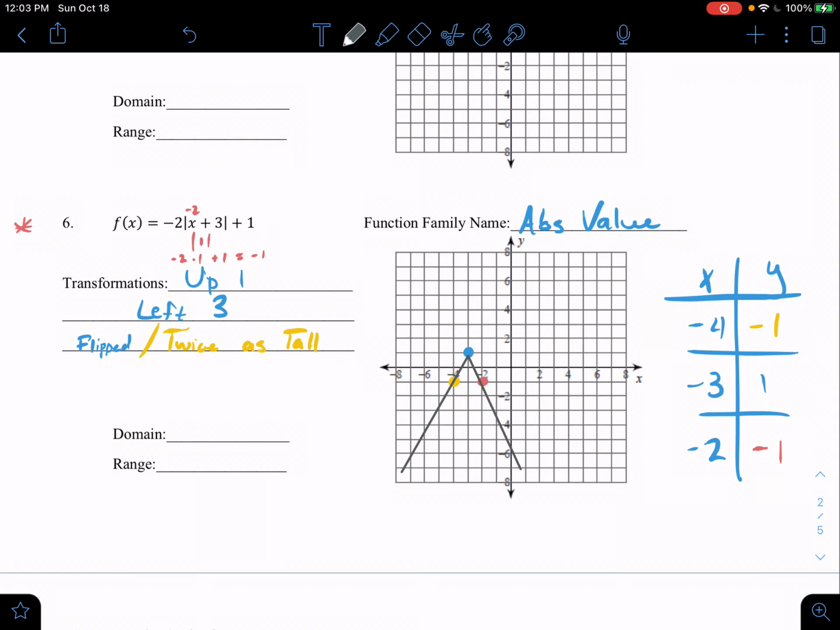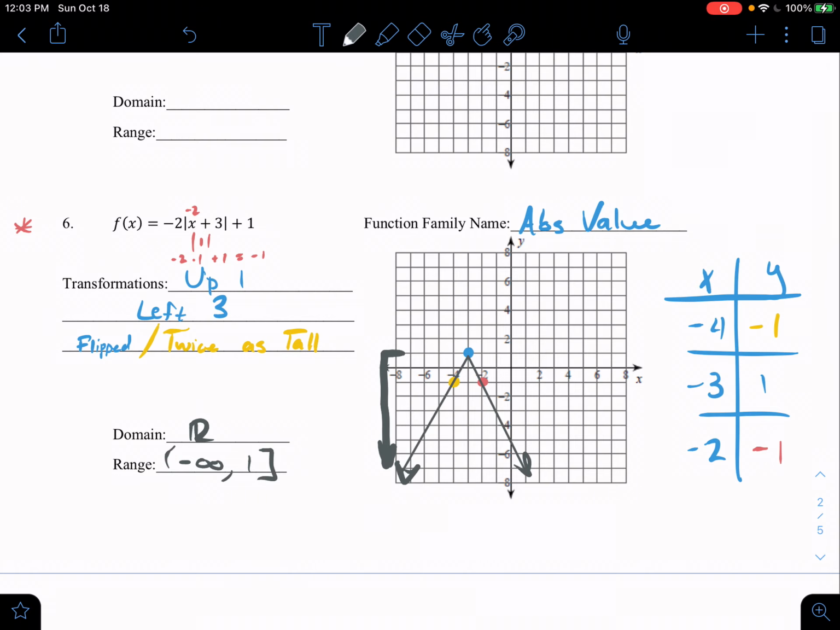So it will look like that. We've identified 3 points that it hits perfectly. It does still have the V shape, but we see that it is flipped over, and in fact, it is taller as well. Our domain will be all real numbers. And for our range, since we have a high point here, our range will be from -infinity all the way to +1.